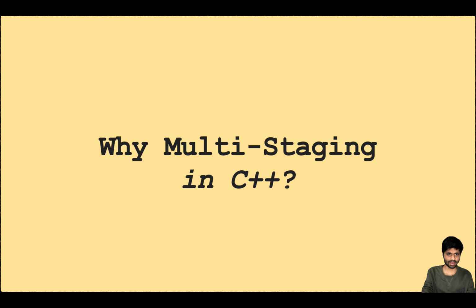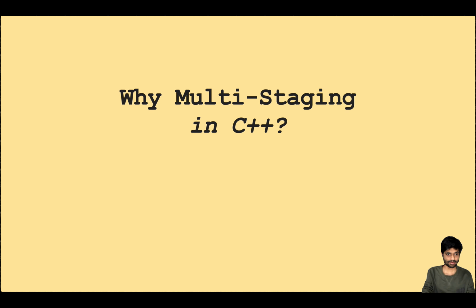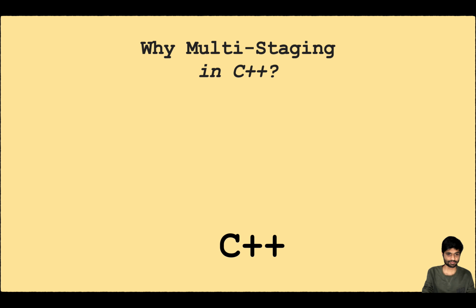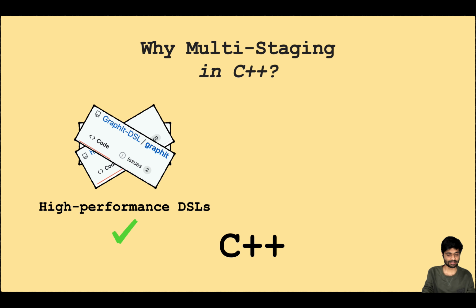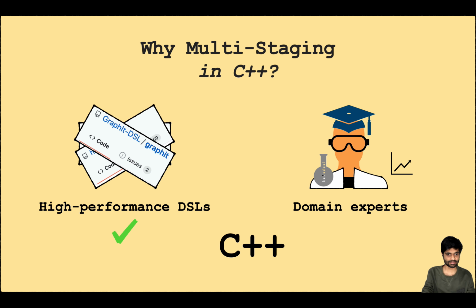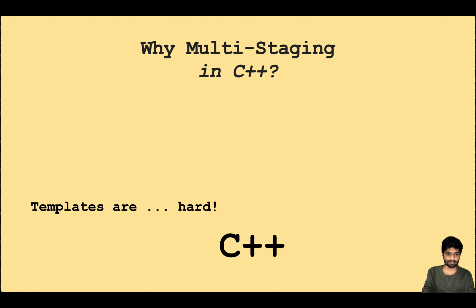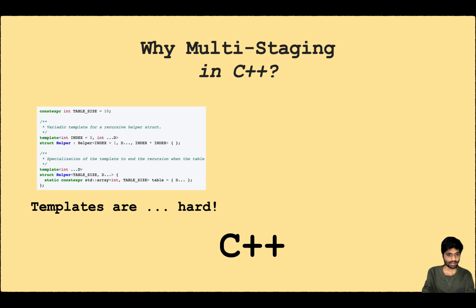Another related question you might ask is why do multi-stage programming in C++? Well, first of all, C++ is the language of choice for implementation of most of the high-performance DSLs that we saw before. Domain experts like physicists and mathematicians are also familiar with writing and optimizing C++. C++ is in fact the de facto high-performance language of the software development world. Secondly, the existing metaprogramming facilities in C++, that is templates, are hard to write and even harder to debug, especially for beginners.